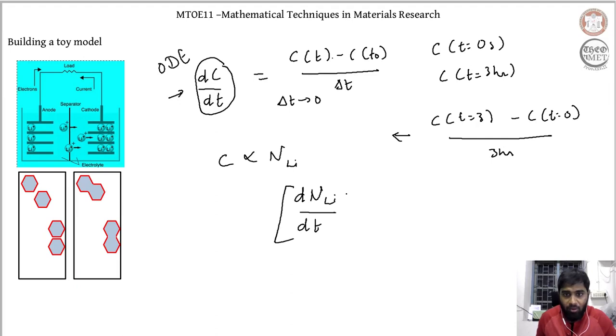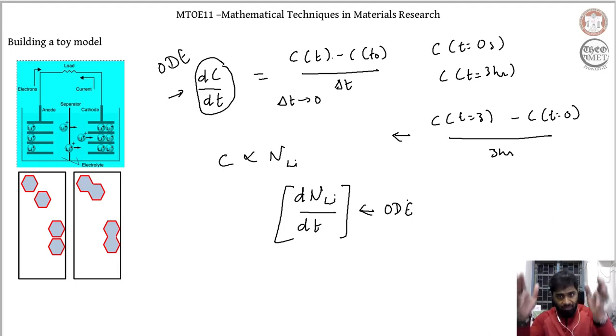So when I talk about fast charging, what essentially I'll be researching from a materials perspective is this particular ODE. What I'll be talking about is the rate of change in the amount of lithium ion in my electrode. With time, how my lithium ion is getting increased is what I'll be focusing on when I want to talk about charge from a materials perspective.